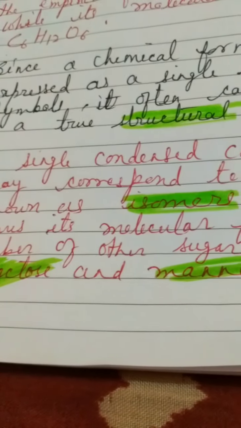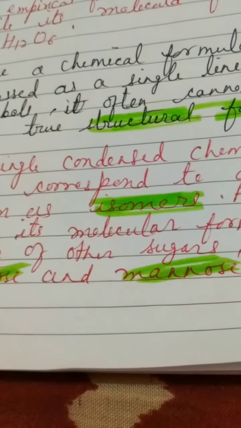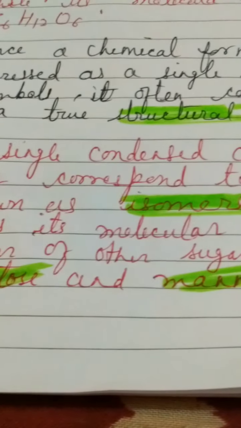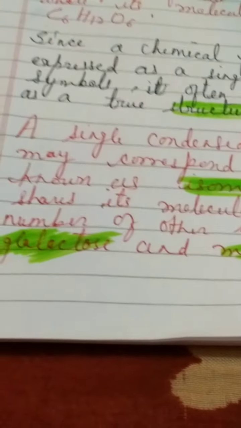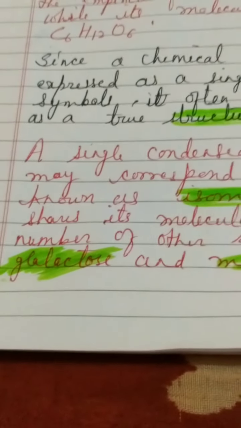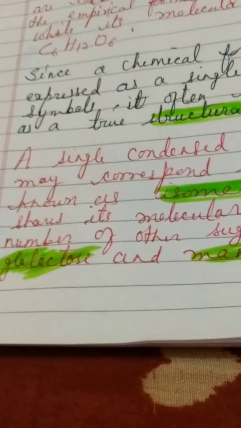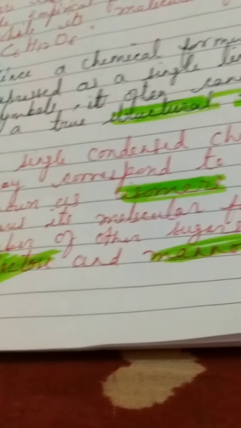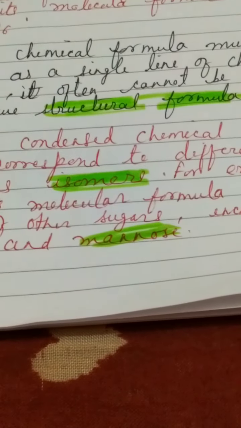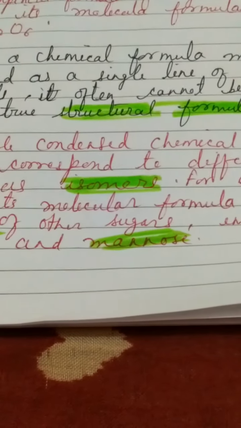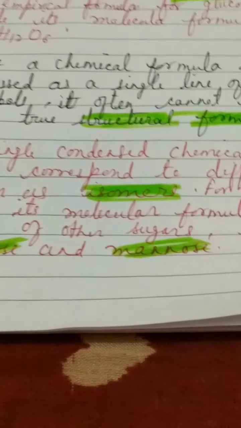But the fact is that they are actually isomeric forms. What are isomers? Isomers are nothing but compounds with the same chemical formula but different structural formula. So their structures are different. That is why the compounds are isomeric forms of one another. These are the isomers: fructose, glucose, mannose, etc. The isomers have the same chemical formula but different structural formula.